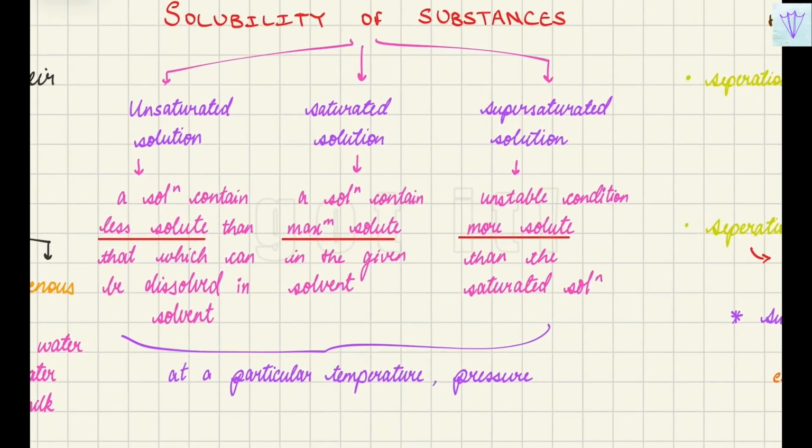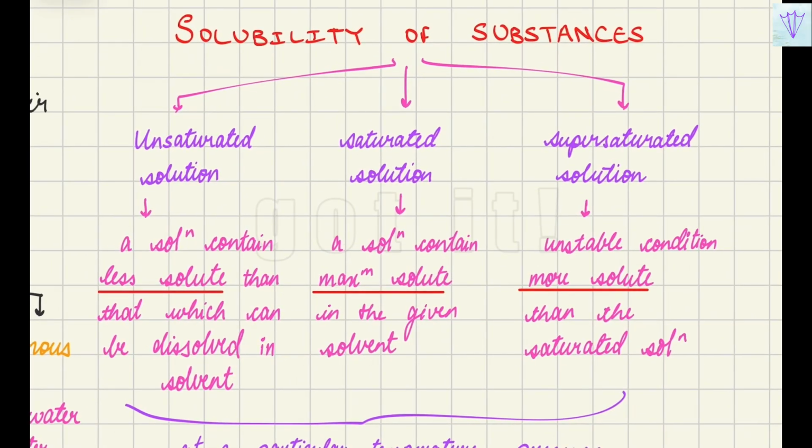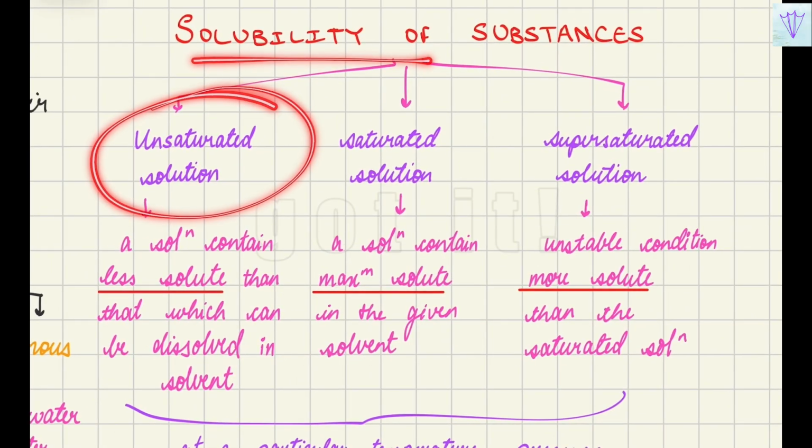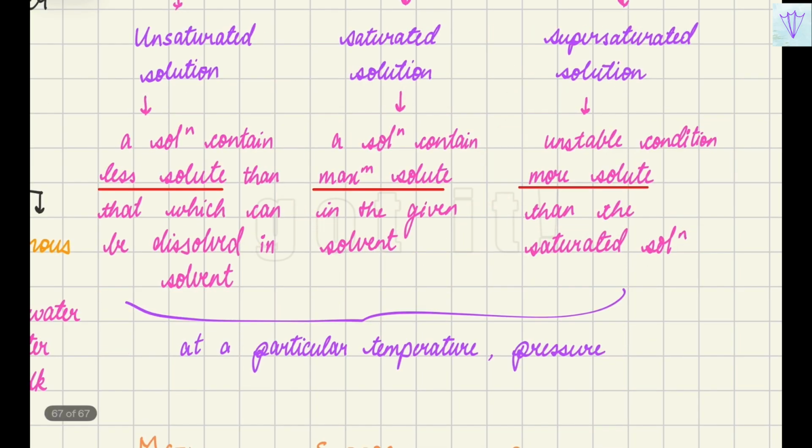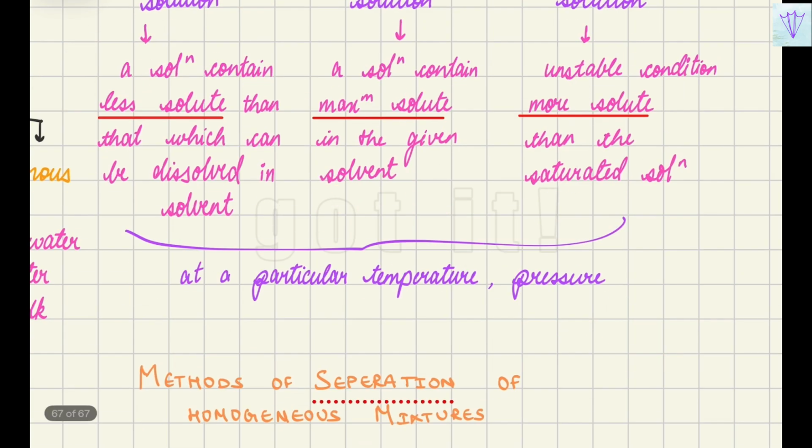Moving to the solubility of substances. So the solution can be an unsaturated solution, saturated solution, or supersaturated solution. Unsaturated is the one in which a solution will contain less solute than can be present in the solvent. Saturated solution is where you will have the maximum solute in the solvent. Supersaturated is where you will have more solute than what can actually be in the solution at a particular temperature and pressure, because if the temperature and pressure vary, these terms will also vary.